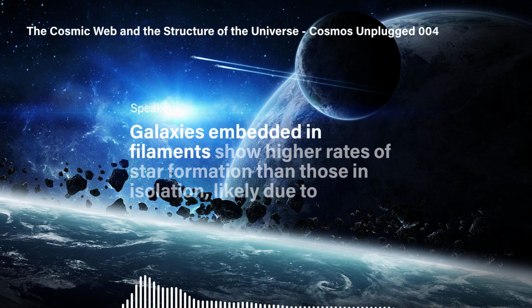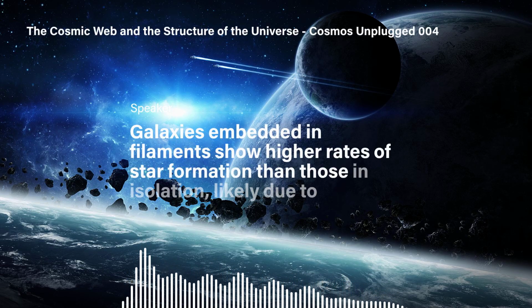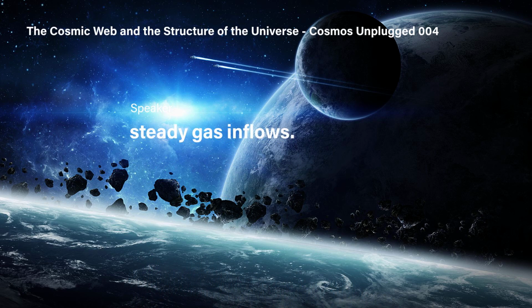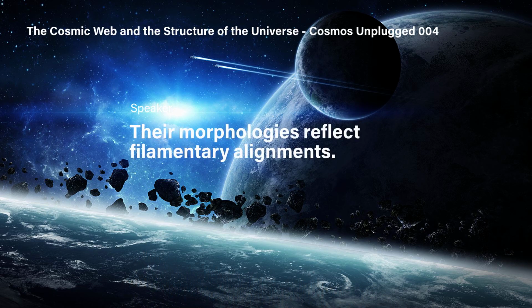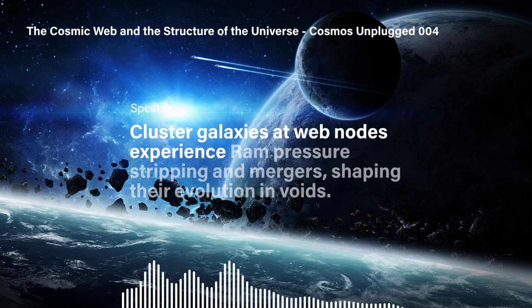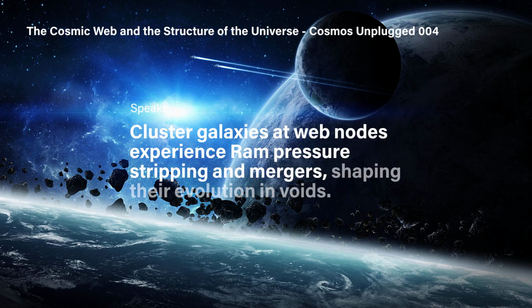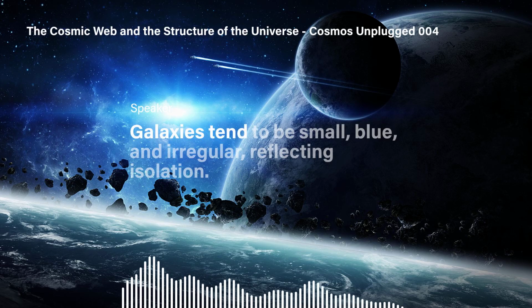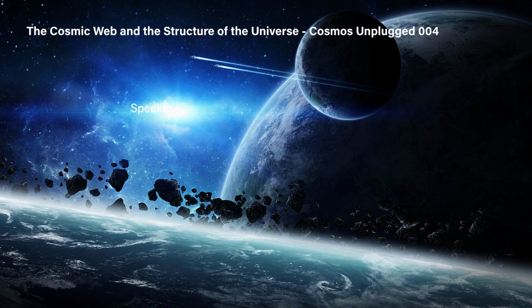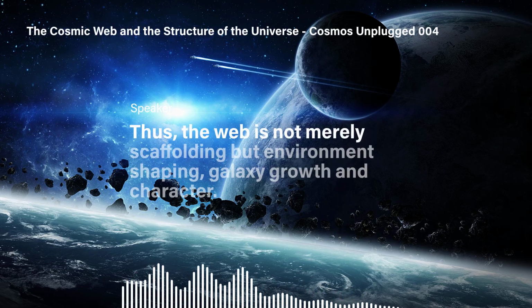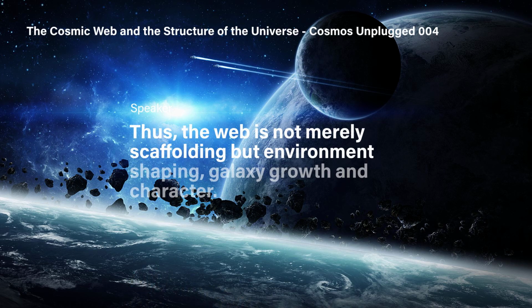Galaxies embedded in filaments show higher rates of star formation than those in isolation, likely due to steady gas inflows. Their morphologies reflect filamentary alignments. Cluster galaxies at web nodes experience ram pressure stripping and mergers, shaping their evolution. In voids, galaxies tend to be small, blue and irregular, reflecting isolation. Thus, the web is not merely scaffolding, but environment, shaping galaxy growth and character.